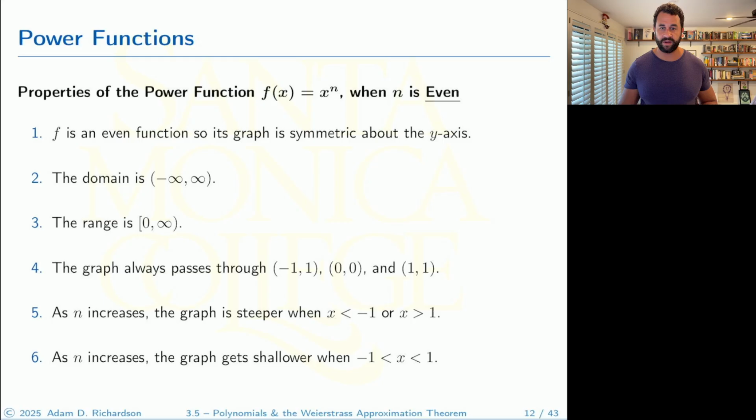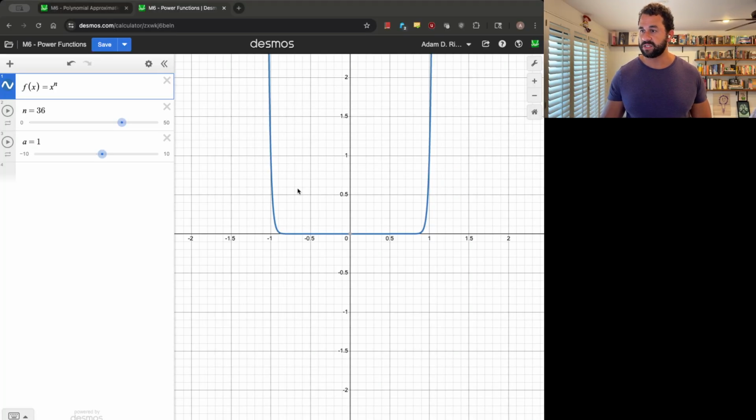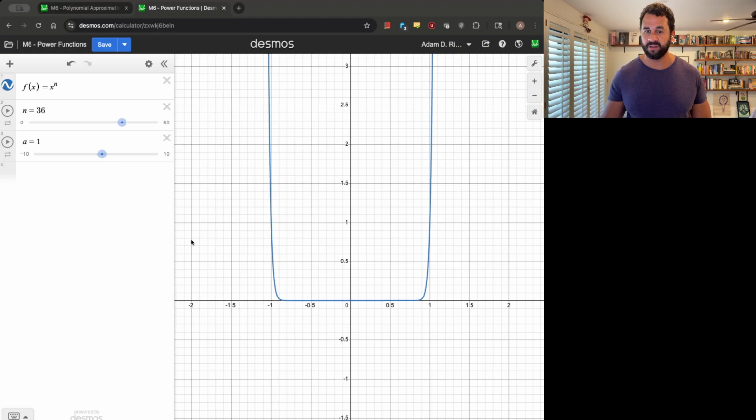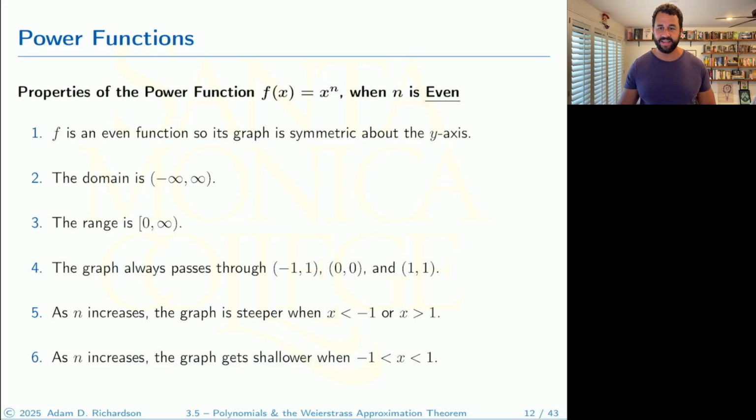n is even, right? Now, when n increases, the graph is steeper when x is less than -1 or greater than 1. And again, you can see that in that Desmos example, right? So as long as we are away from -1, the graph is very steep. Or I should say, when we're near -1 and near 1, the graph is very steep. But it gets shallower. Wait, go back. There it is. It gets shallower when you're between -1 and 1. That's the flattening out that you notice in that example there, right?